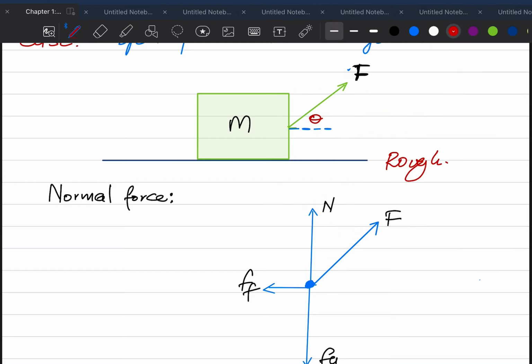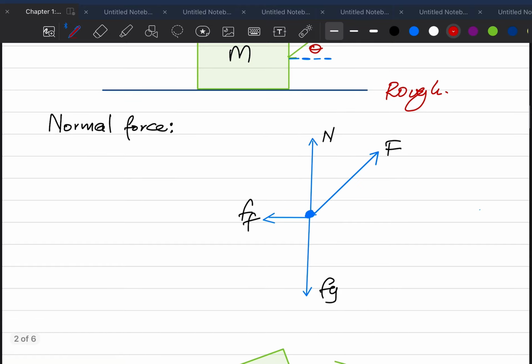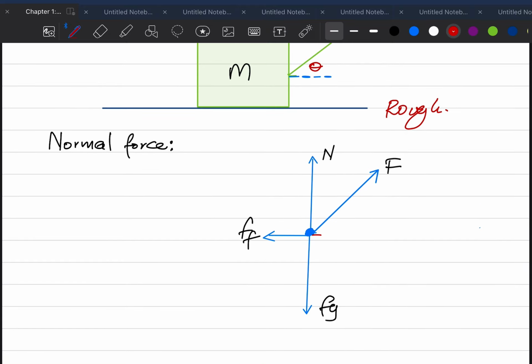So we need to draw our component system there. I'm going to draw my components here. This will be my first component, and that will be my second component there. So this is my vertical component. Let me call it FV. This is my horizontal component there.